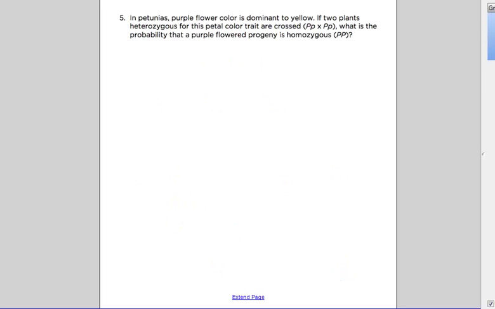In petunias, purple flower color is dominant to yellow. If two plants heterozygous for this petal color trait are crossed, what is the probability that a purple flowered progeny is homozygous? Big P, big P. You may be tempted to just answer this from memory, but let's do a simple Punnett square to take a closer look. So you have big P, little p, big P, little p.